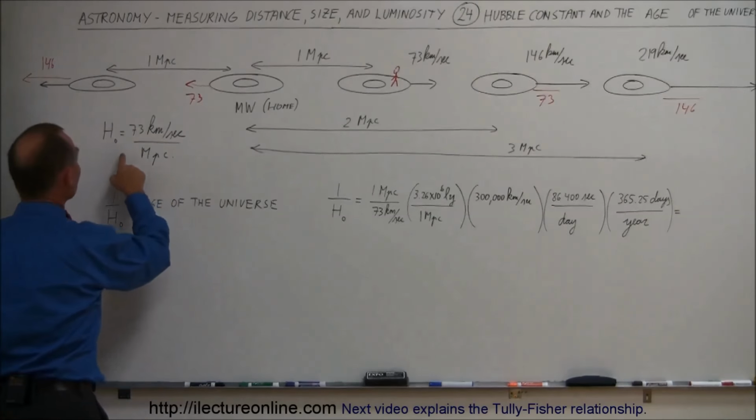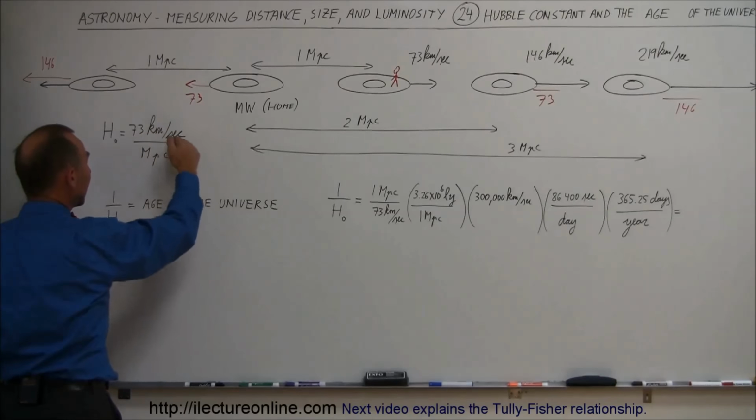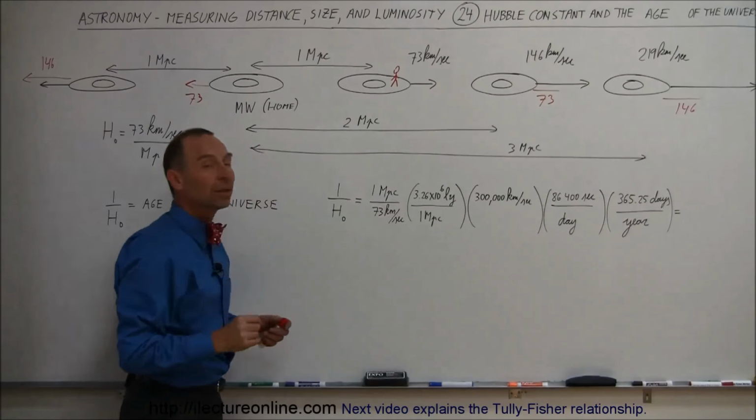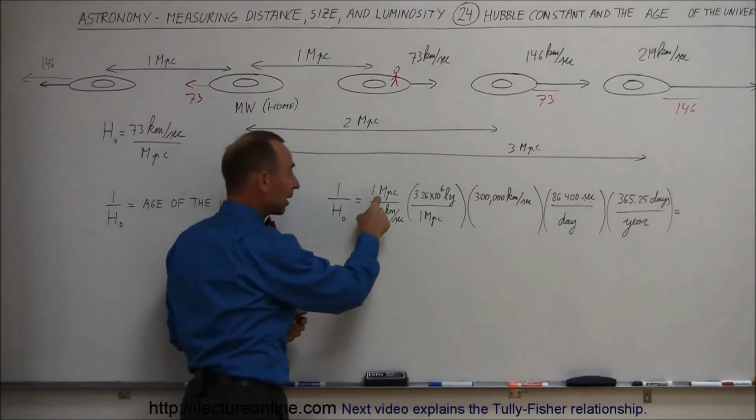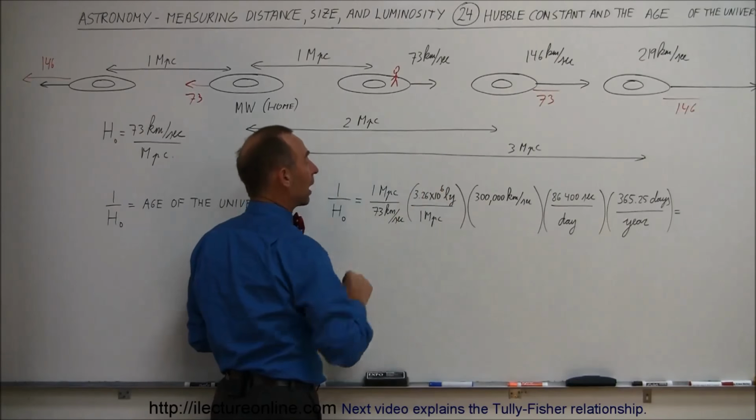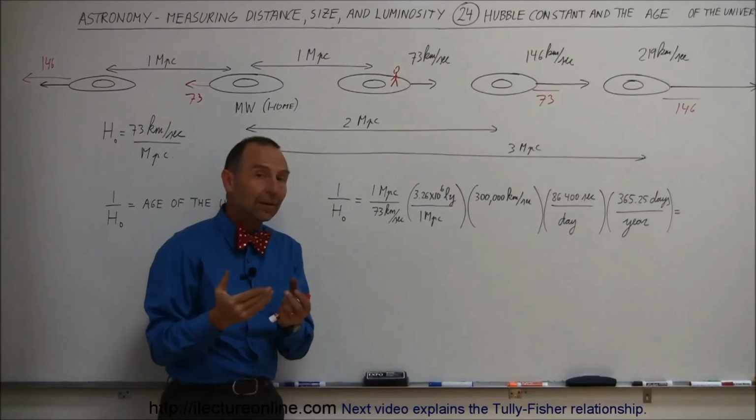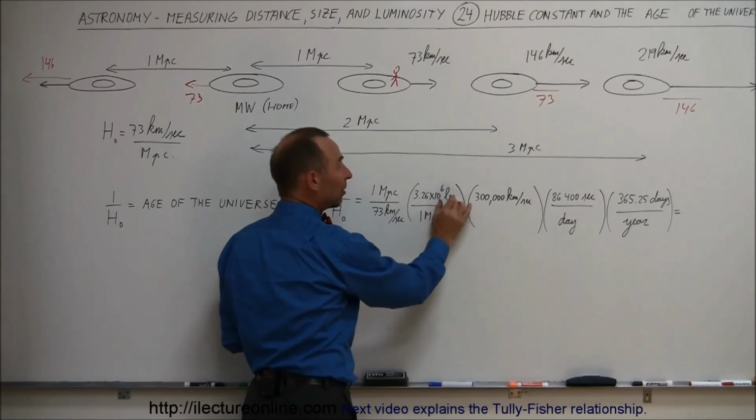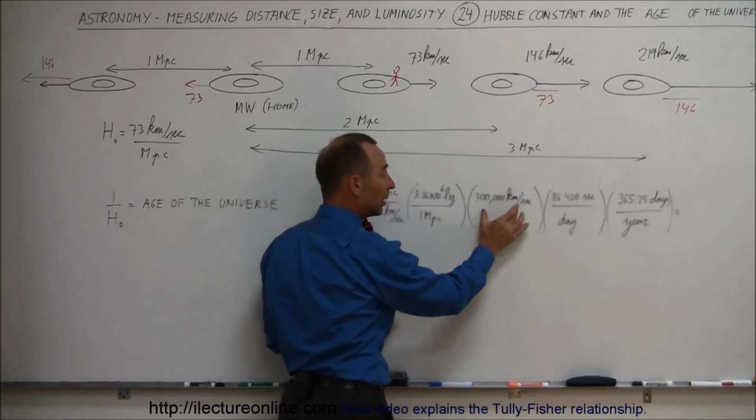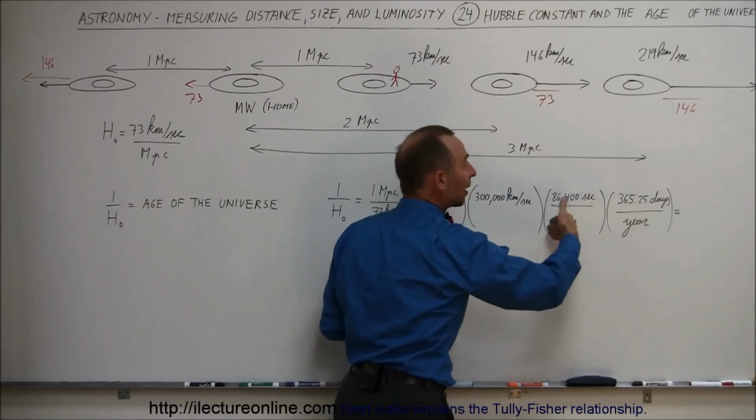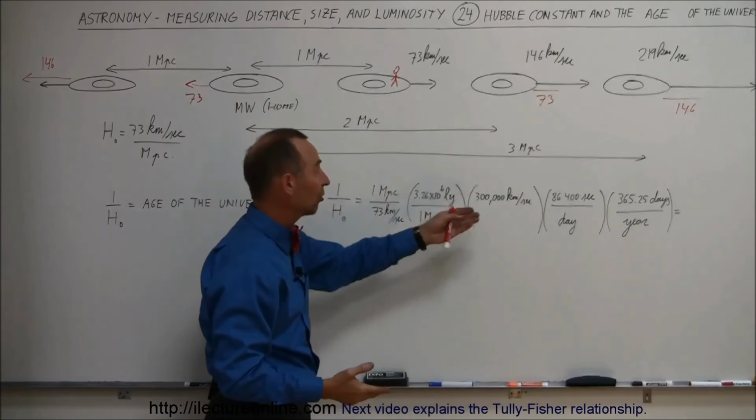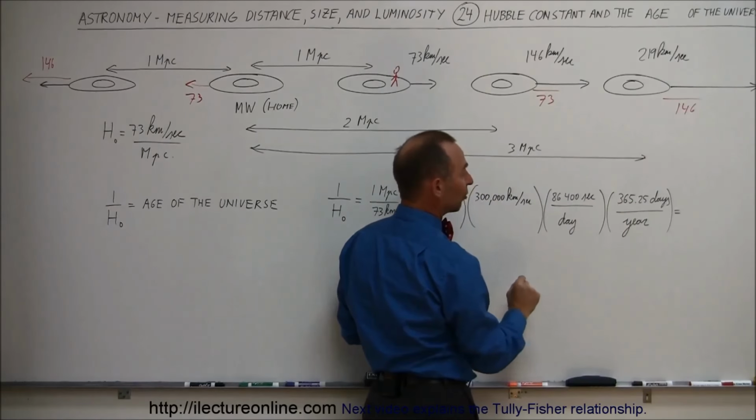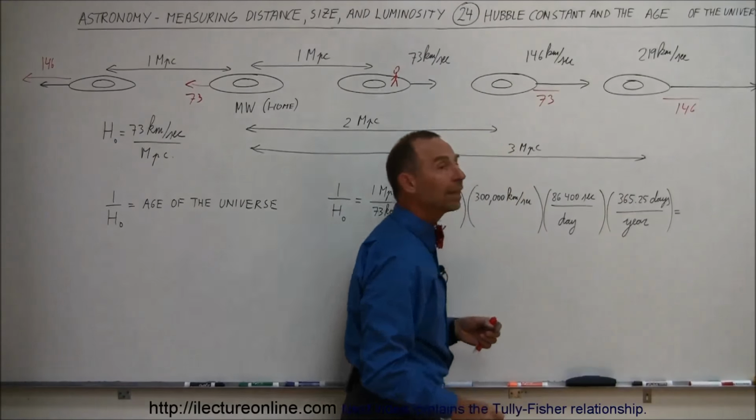Since the Hubble constant is 73 kilometers per second per megaparsec, taking the inverse would be 1 over that, which would be 1 megaparsec per 73 kilometers per second. And 1 megaparsec in light years is 3.26 million light years. And then, of course, a light year is the distance light travels in a year. So instead of a light year, we can replace it by the distance covered in a year, which is the speed of light, 300,000 kilometers per second, times the time in seconds, and 1 year is this many seconds: 86,400 seconds per day, and 365 and a quarter days per year.